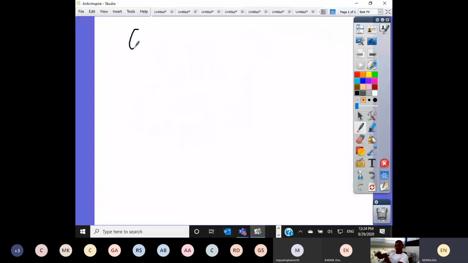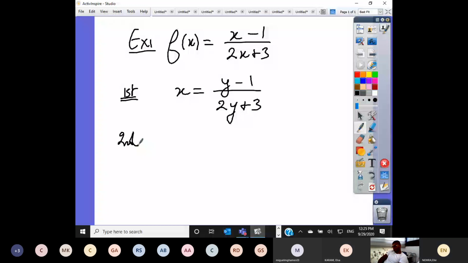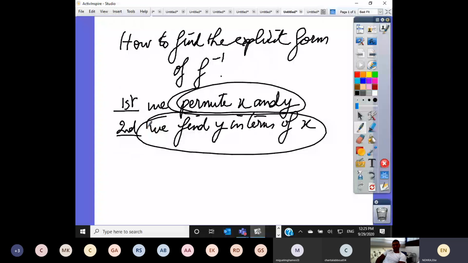Now let's take another example. If f of x equals x minus 1 over 2x plus 3, for example. First step, what is the first step, do you remember? We permute x and y. So it becomes x equals y minus 1 over 2y plus 3, right? Second step, what do we do? Y in terms of x. Let's find y in terms of x, guys.